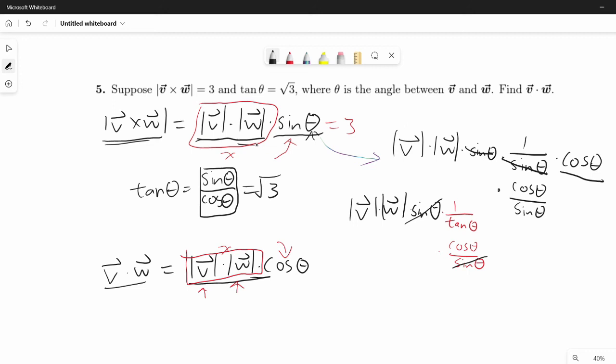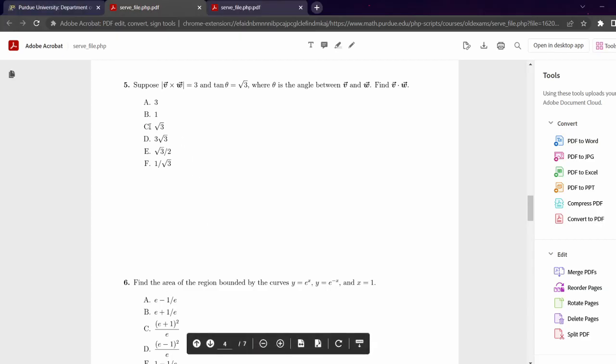And so that's the strategy we're going with. So the dot product here would just be equal to 3, which is the length of the cross product, divided by tangent theta, which is just root 3. So that equals 3 root 3 over 3, which is root 3. In this case, it would be C, and that would be the answer.